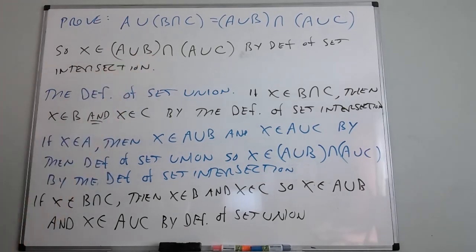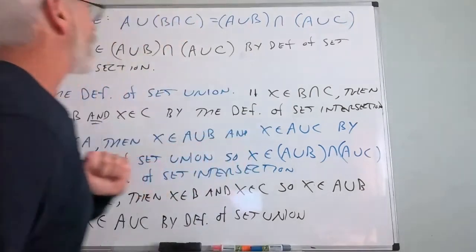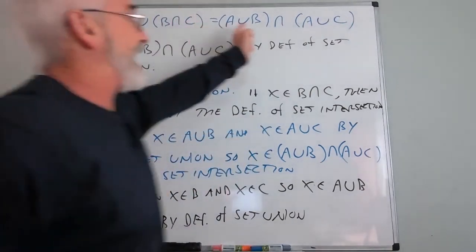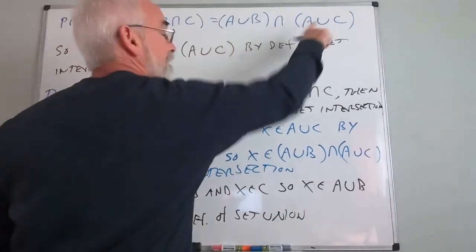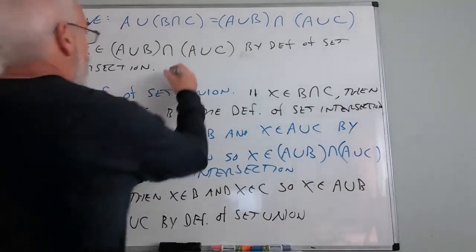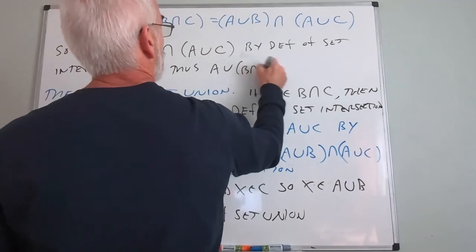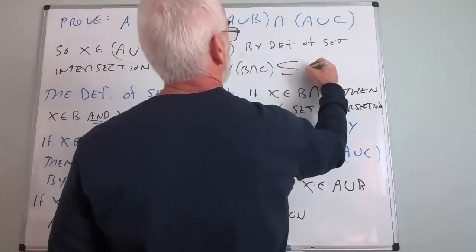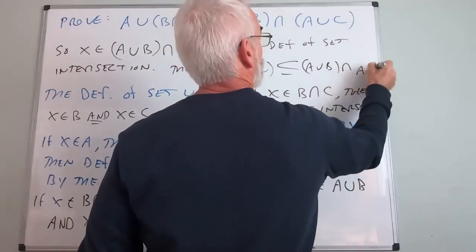So if we stop right now, what we showed was that if X is in A, X is in this. If X is in the intersection, X is in this. So if X is in either one of these, then X is in this. That's what we needed to show. We showed if X was in either one, that conclusion is guaranteed. Thus, A union this is contained in A union B intersect A union C.